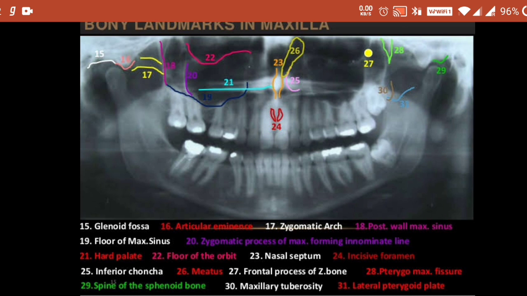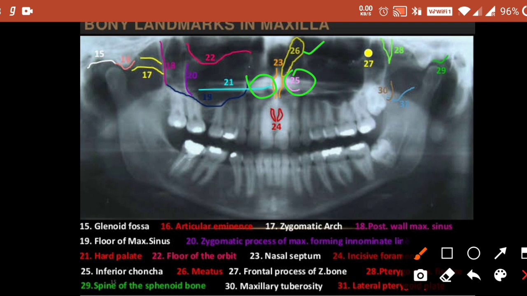Then comes the incisive foramen in the maxillary anterior region, between the two central incisors. There is a presence of incisive foramen, and there is also a presence of incisive canal. In a few radiographs it appears as a tube-like radiolucent area with radiopaque borders. Then number 25 is the inferior concha, as you can see, and number 26 is your meatus.